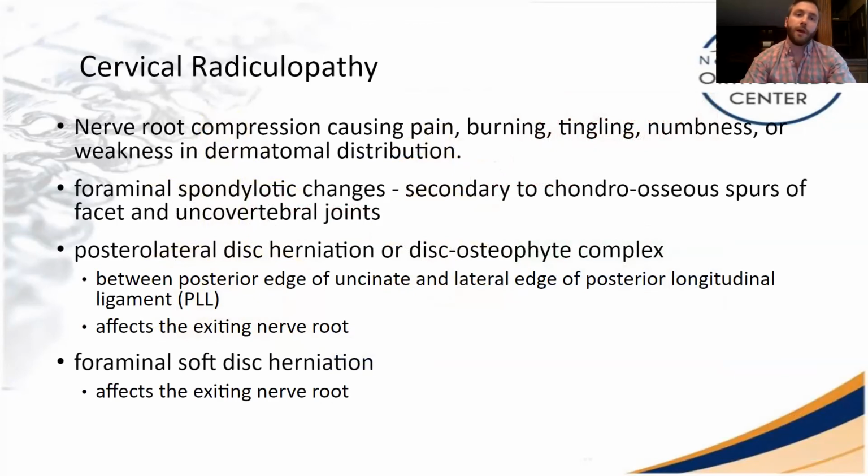So cervical radiculopathy is when the nerve root compression causes pain. It can also cause symptoms like burning, tingling, numbness, weakness, loss of reflexes. And cervical radiculopathy can be caused by stenosis in the foramen or a posterior lateral disc herniation. In the cervical spine, either one of those will affect the exiting nerve root. So at C5-6, that would affect the C6 nerve root, whether that was stenosis in the foramen or a disc herniation.